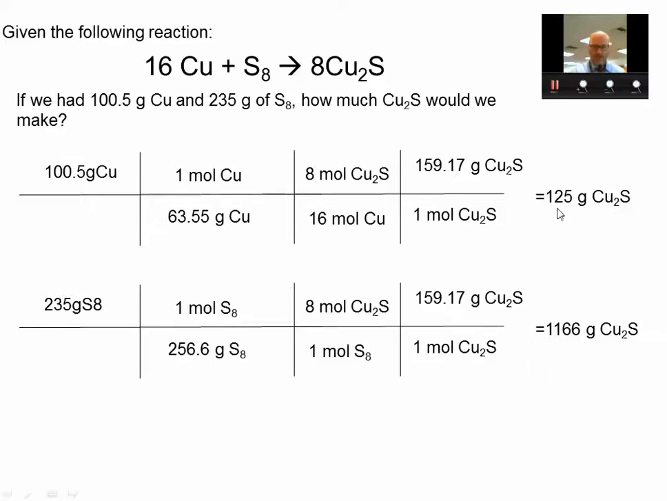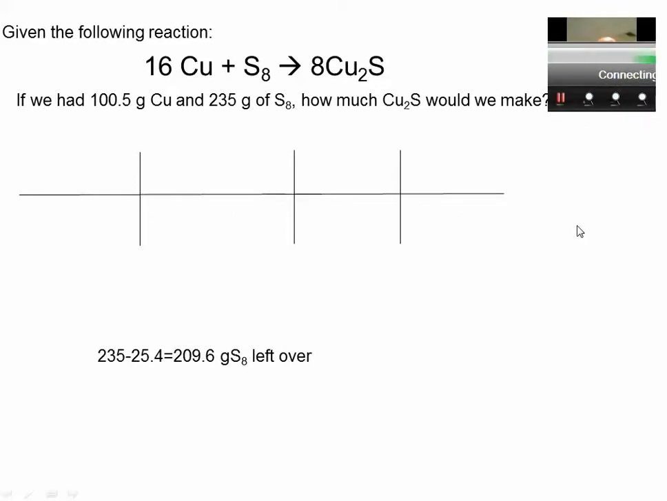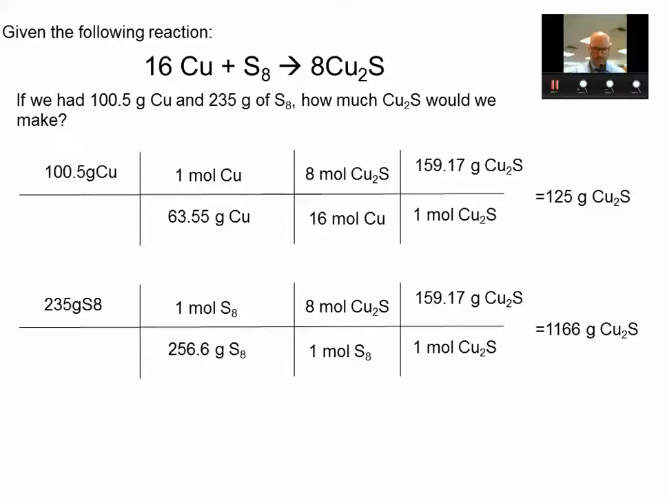And if you look at this, all right, what's the smallest amount of product? It's 125 grams of copper sulfide. So we will make 125 grams of copper sulfide, and then we're going to run out of copper. So we have enough sulfur to make over 1,000 grams, but once we run out of copper, it doesn't matter how much sulfur we have. So we're going to make 125 grams of copper sulfide, and copper is our limiting reactant.